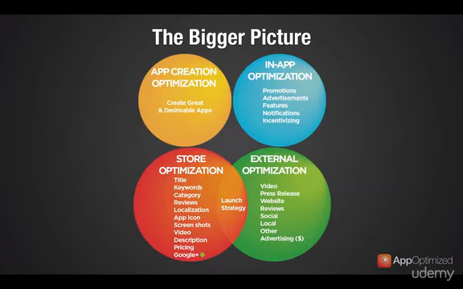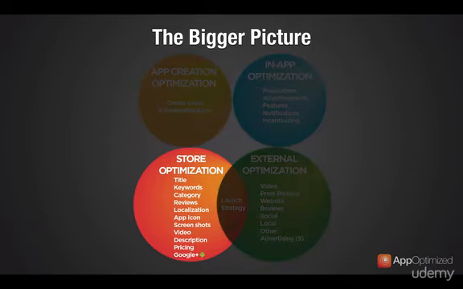So I've created a graphic here for you to get a better idea of what App Store optimization is and where it fits in the overall picture of the app economy. So here's the bigger picture. Down in the bottom left, the red circle, that's App Store optimization. I'll go into details about what makes up App Store optimization shortly, but for now, it fits inside this 4-circle graphic.